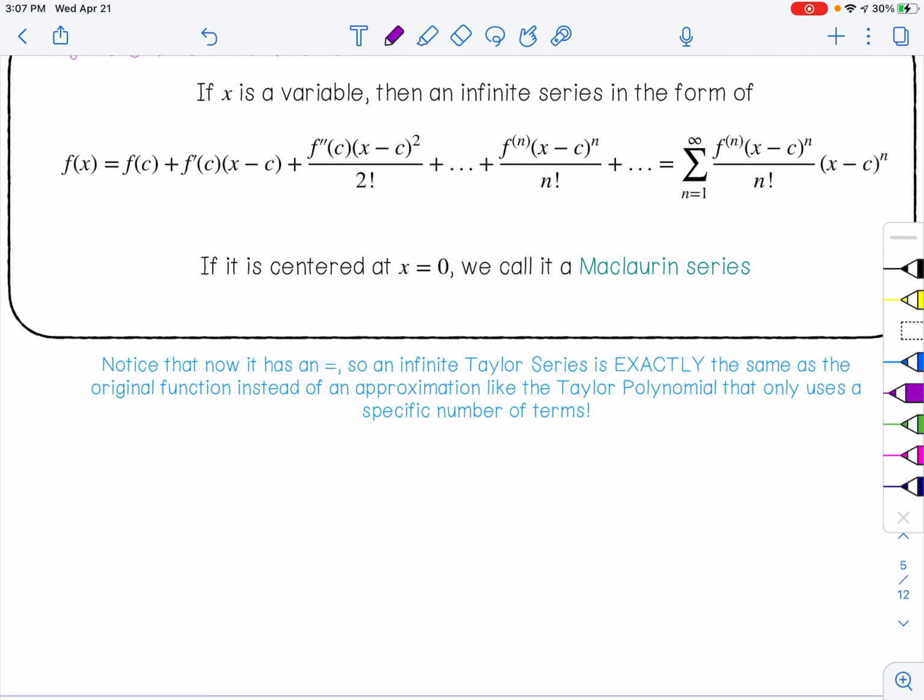You can see here the nth term. This is called the general term. It's a general term because you can plug any value in for n and find that term.